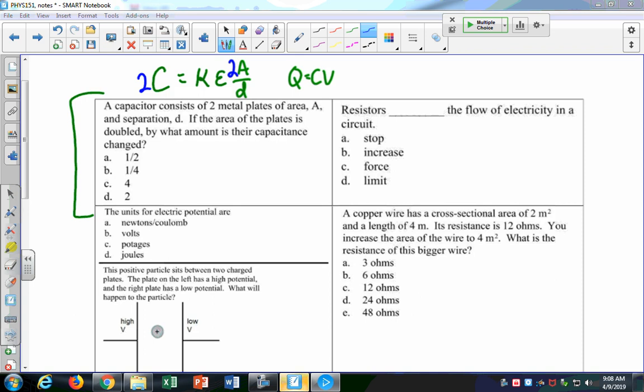Let me ask you a question. What if the area of the plates and the distance, D, between the plates, both of those are doubled? Then what happens to the capacitance? I make the plates bigger and I move them farther apart. What's going to happen to my capacitance? Oh wait, never mind. I'm sorry, it's not on there. Okay, the answer is E.